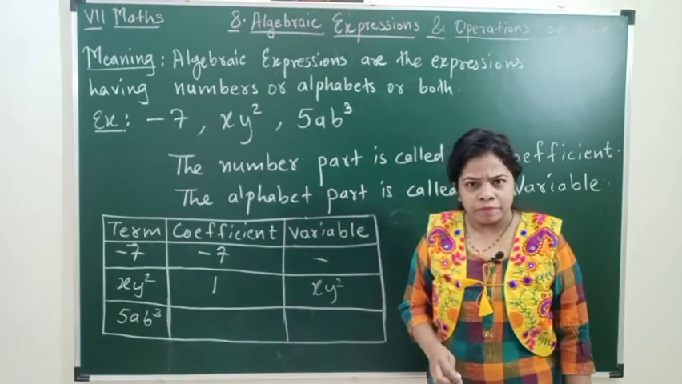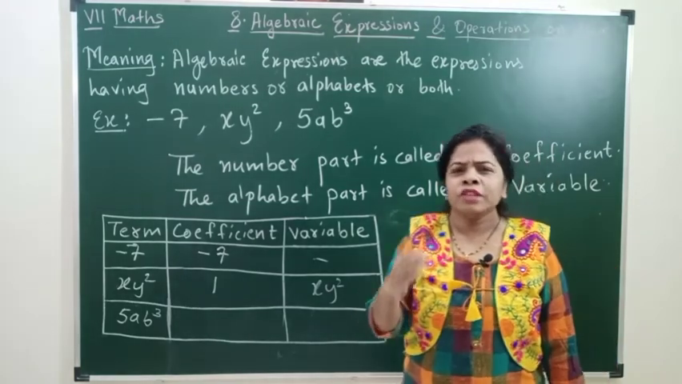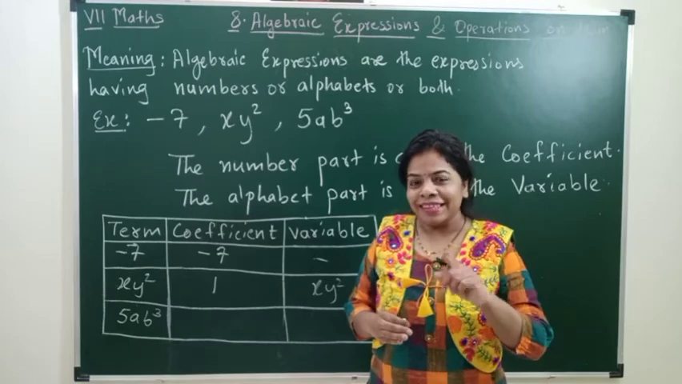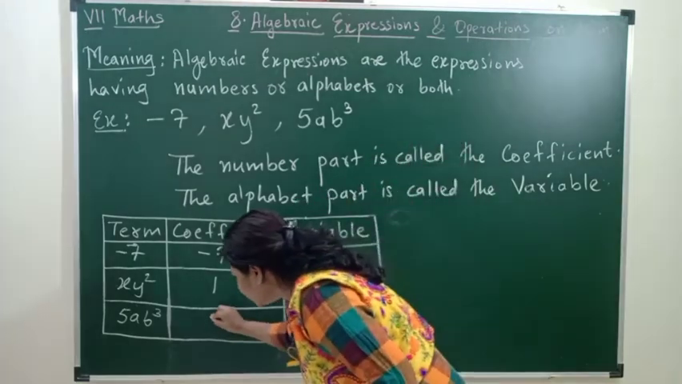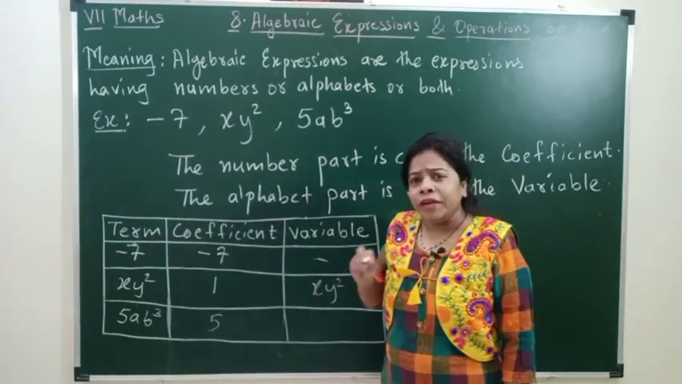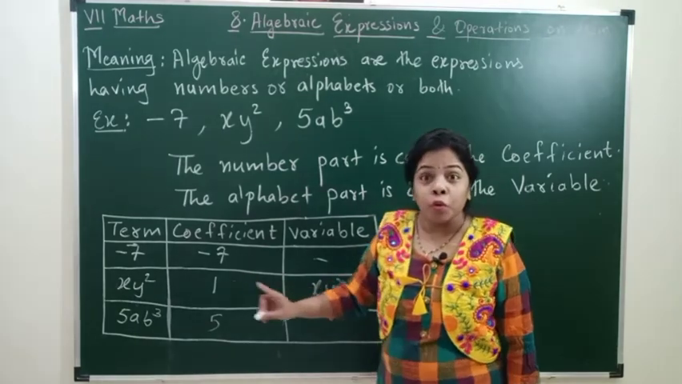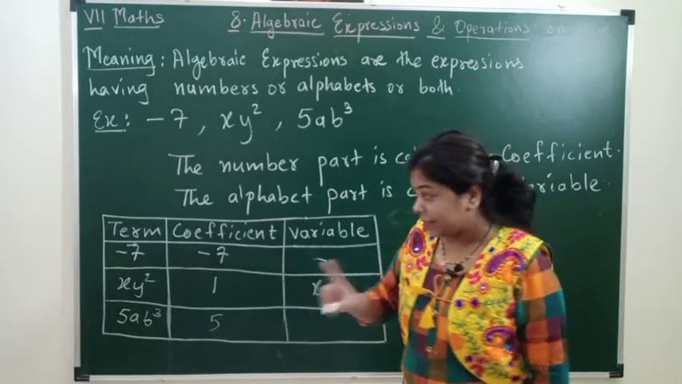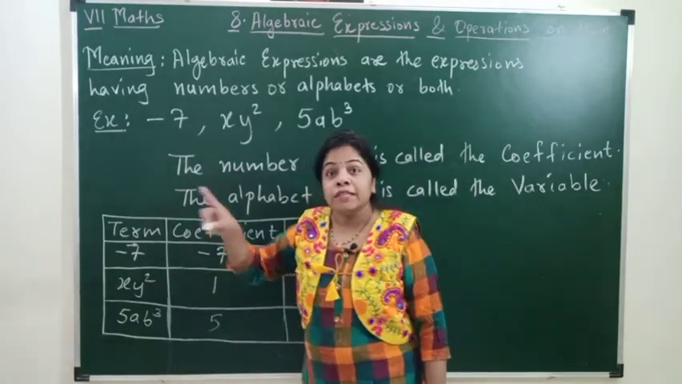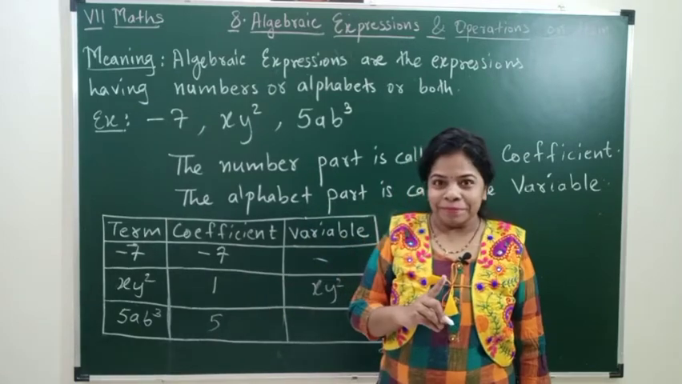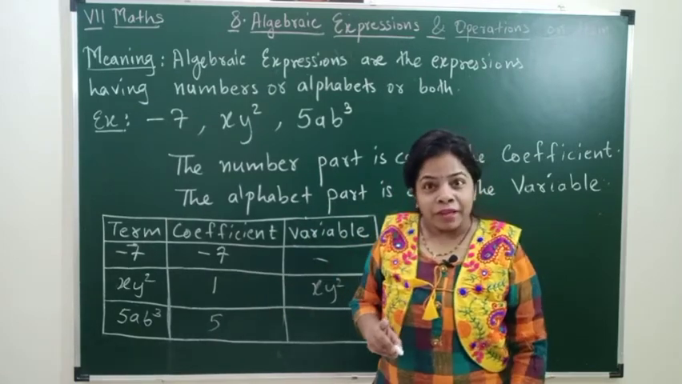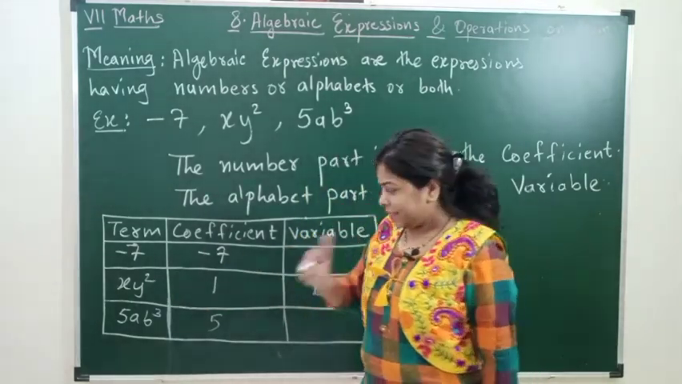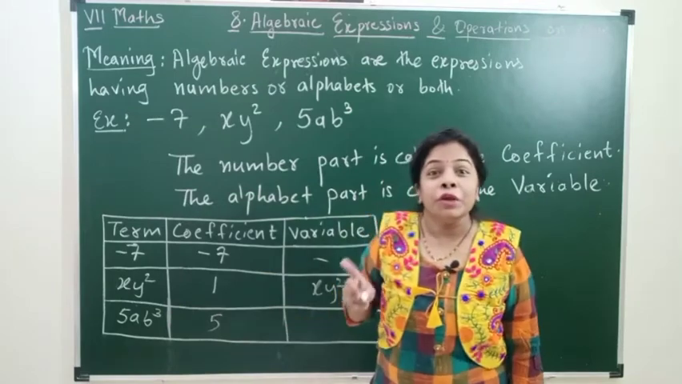In the last one, which is the coefficient? Last one is very easy children. Which is the coefficient? 5, the number part. And which one is the variable? AB cube. See children, if the exponent, the index, the number which is written up is 2, it's got a pet name. It's got a short form. If the index is 2, we call it as square. If the index is 3, we call it as cube.